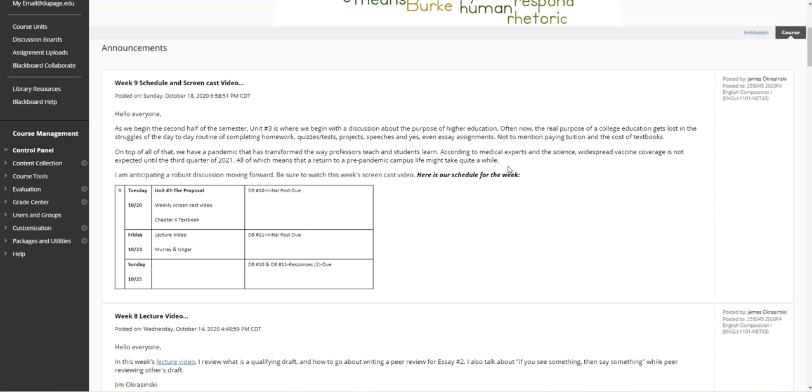Often now the real purpose of a college education gets lost in the struggles of the day-to-day routine of completing homework, quizzes, tests, projects, speeches, and even, yes, essay assignments. Not to mention paying tuition and the cost of textbooks. On top of all of that, we've got a pandemic that's transformed the way professors teach and students learn. According to medical experts and science, widespread vaccine coverage is not expected until the third quarter of 2021, all of which means that a return to pre-pandemic campus life might take quite a while. So this is usually a robust discussion in this unit about the purposes of higher education.